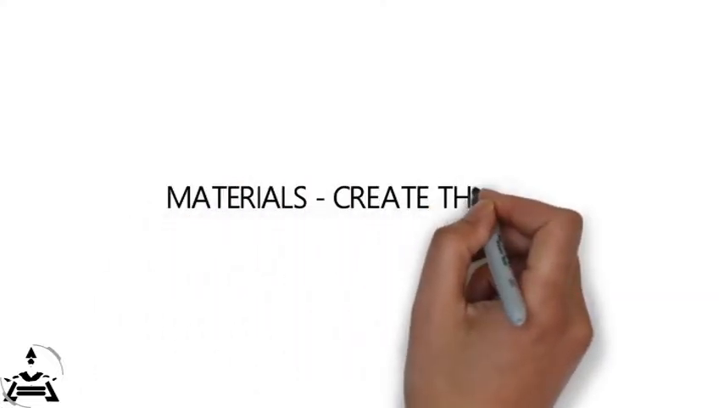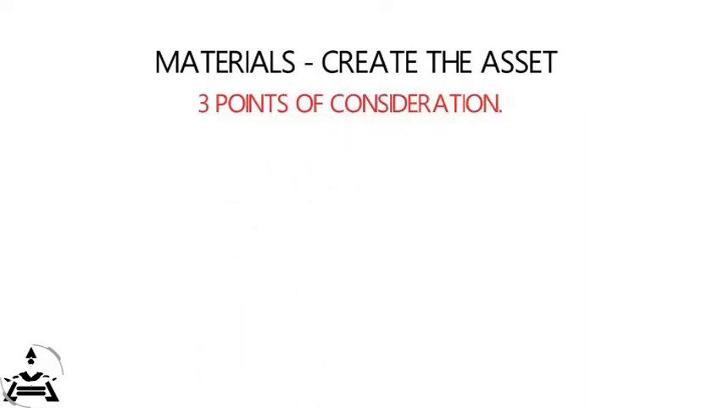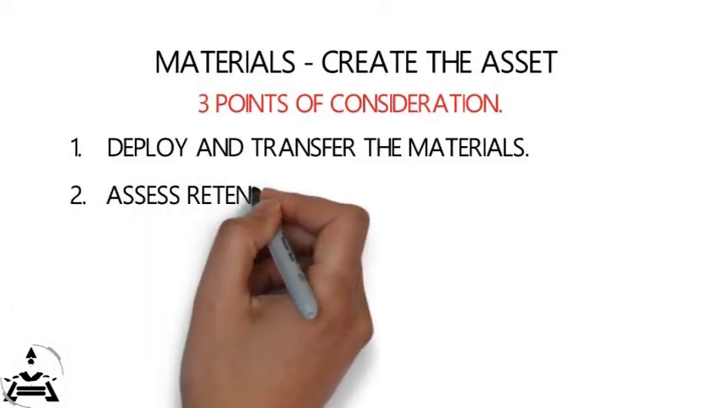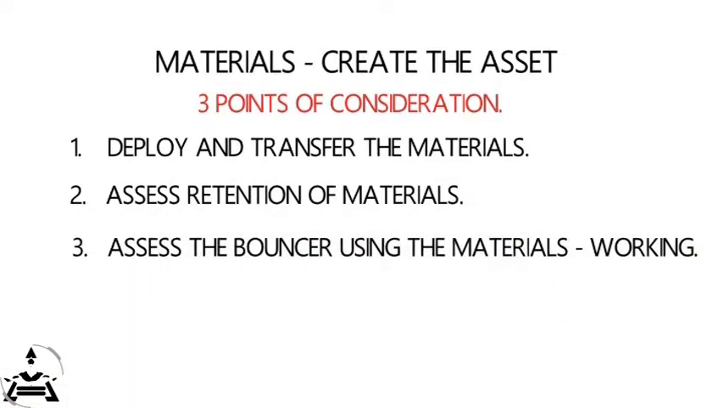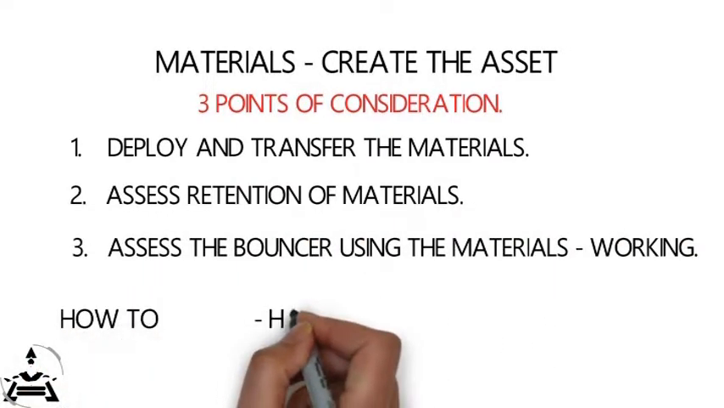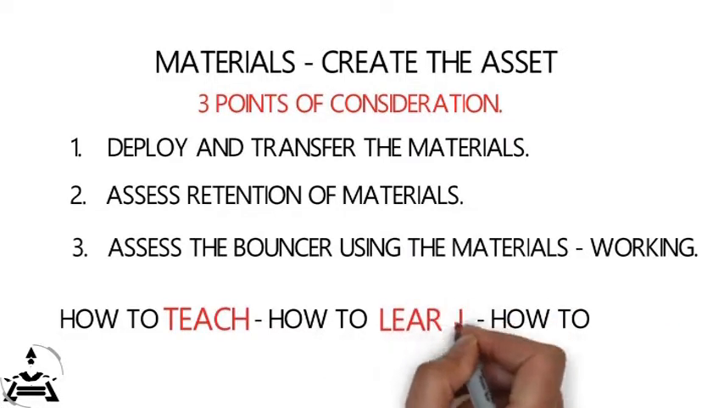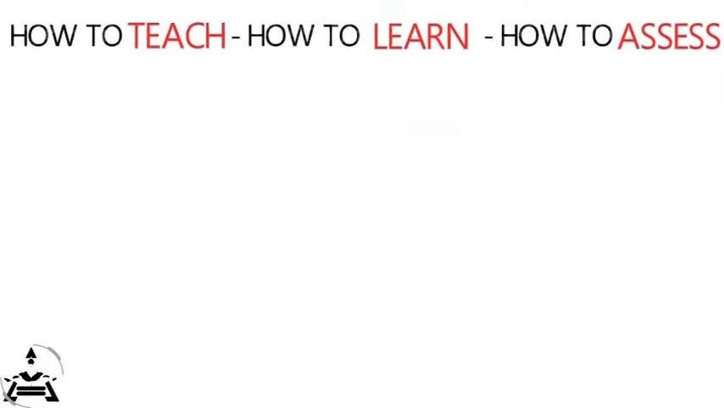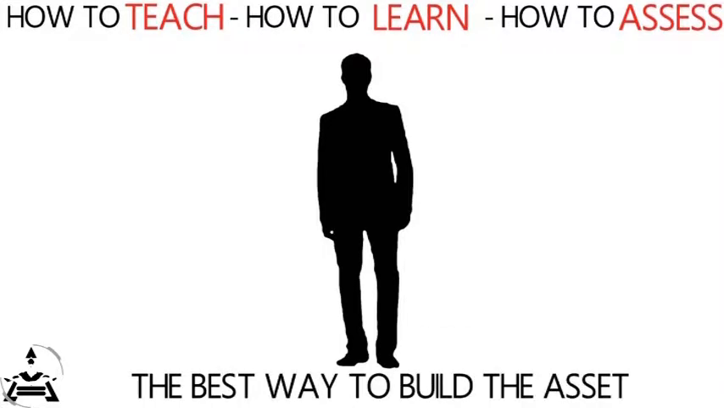Now that we have the materials for the asset, we have to take into consideration the 3 points of upgrade. These are how we deploy and transfer the materials to the worker, how we assess the worker's retention of what was taught, and how we can assess the worker using what was taught while in operation. This brings us to how we teach the materials, how the worker learns these materials taught, and how we assess if the worker is capable of upgrade. To answer these questions, we would be able to find the best way in which to build the asset.